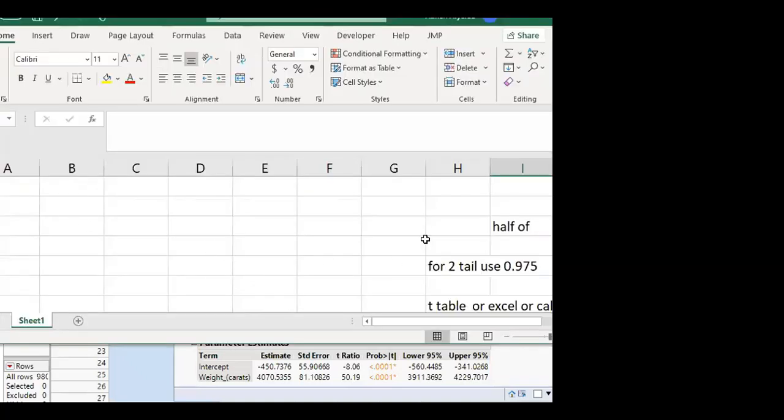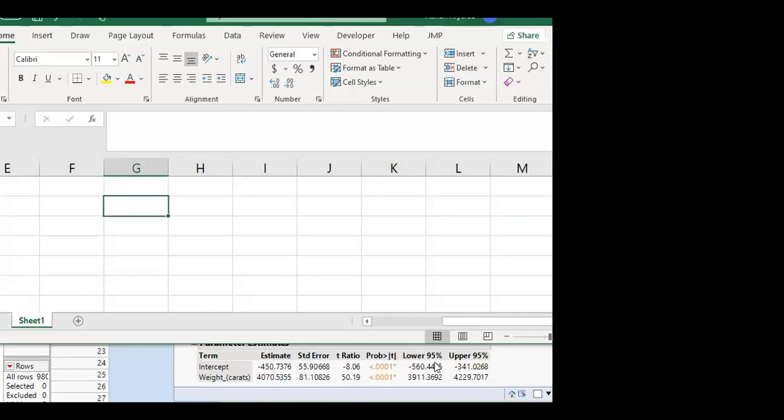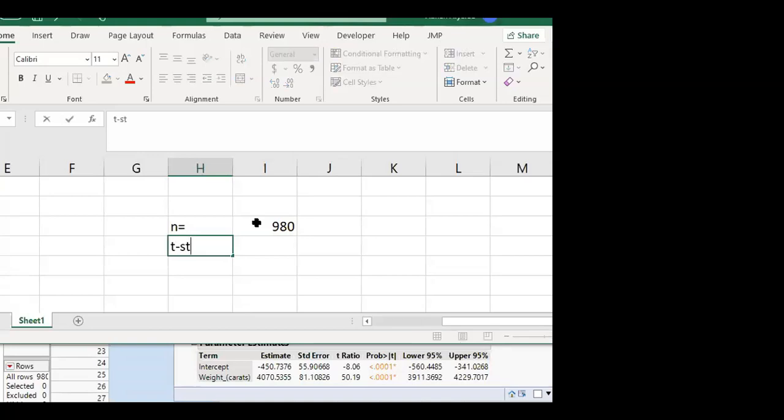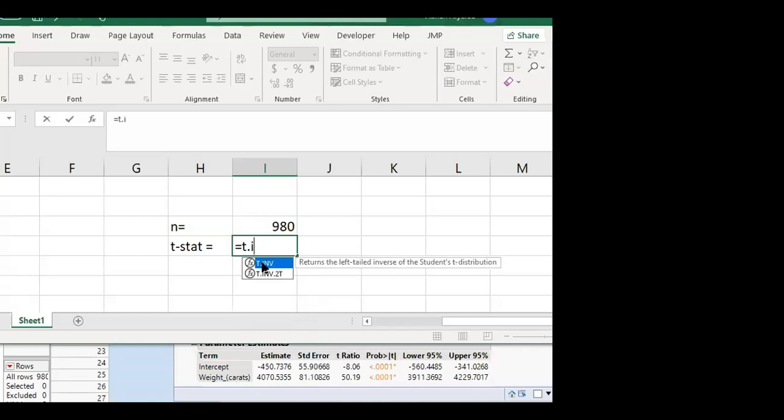So let me just delete these and put the numbers here. What's the sample size here? Sample size is 980. I write it here. 980 is my n. And I also need the t-value, right? T-stat equals to, and I just showed you how to do it, right? T dot inverse, double click on this. Probability, this is 95%, so 0.975. Degrees of freedom, n minus 2, 980, so that's 978.